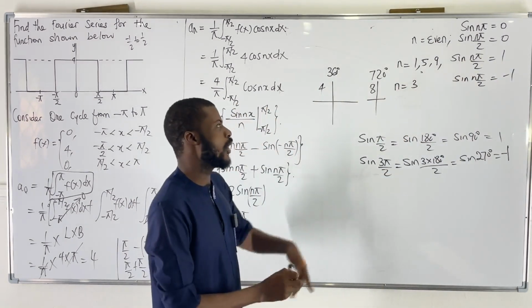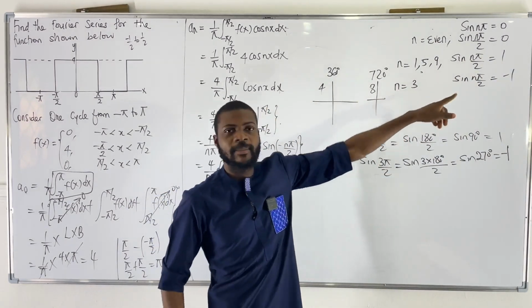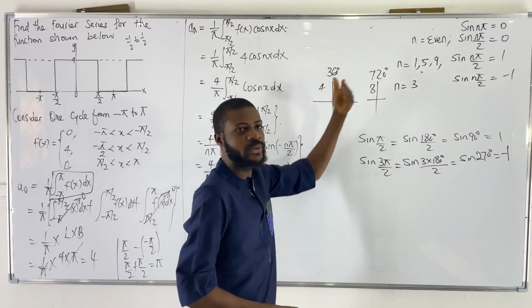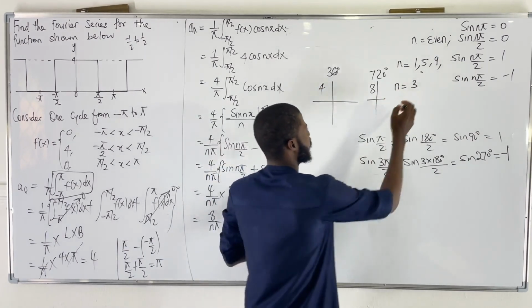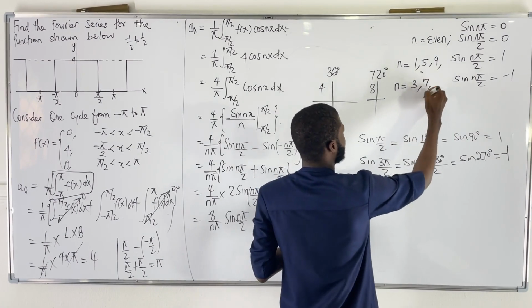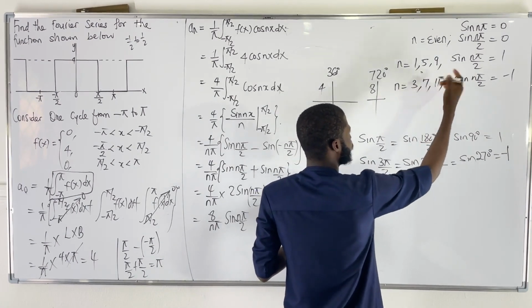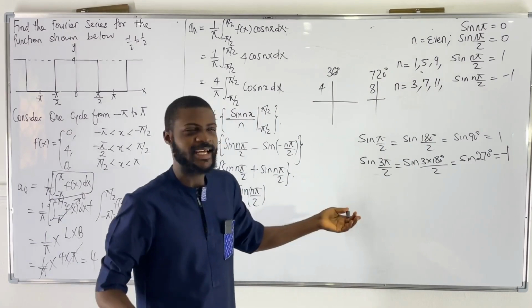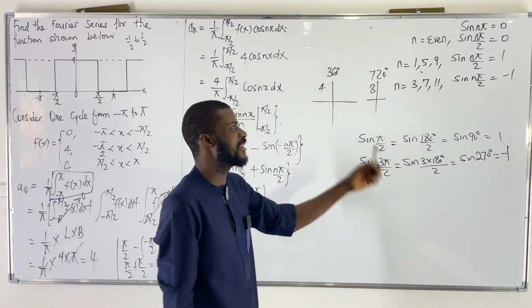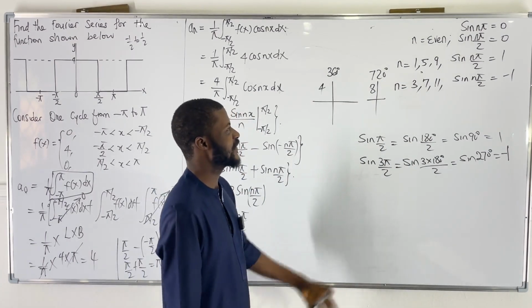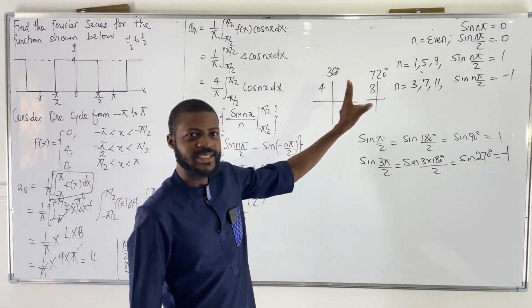Now, how do we know other values of n that will give me the same minus 1? I will start adding 4 to it. So 3 plus 4 is 7, 7 plus 4 is 11, just like that. So it's actually very sweet. So that's how we get these values.